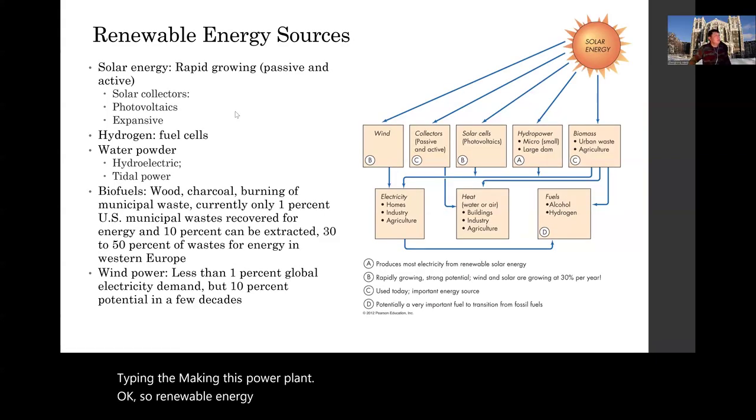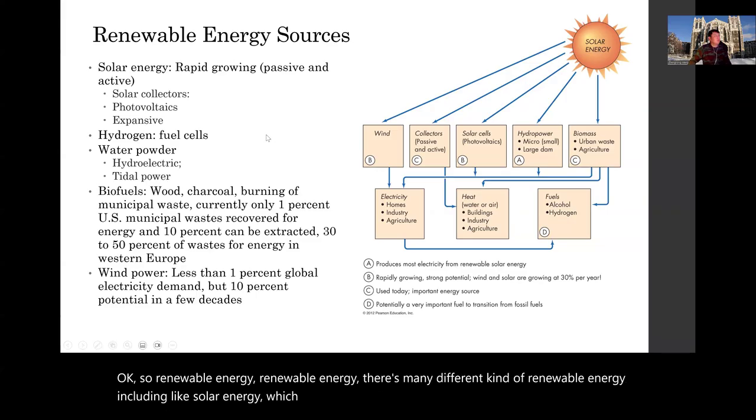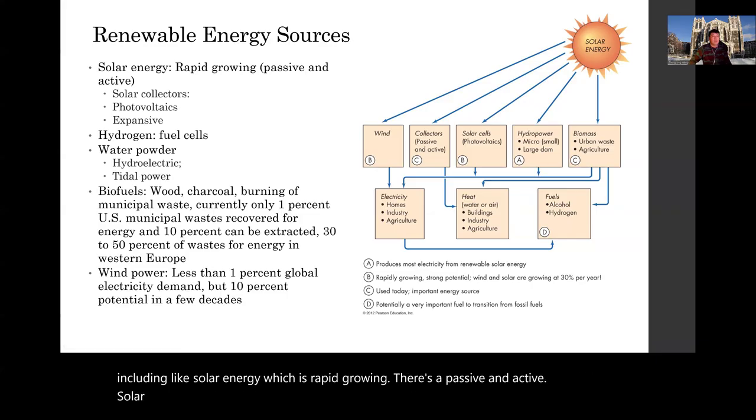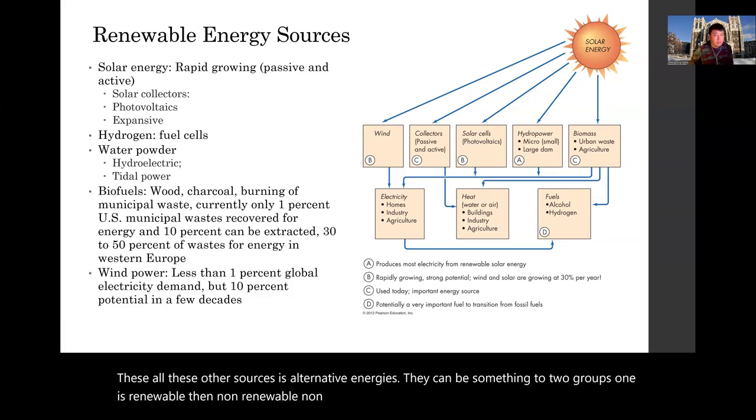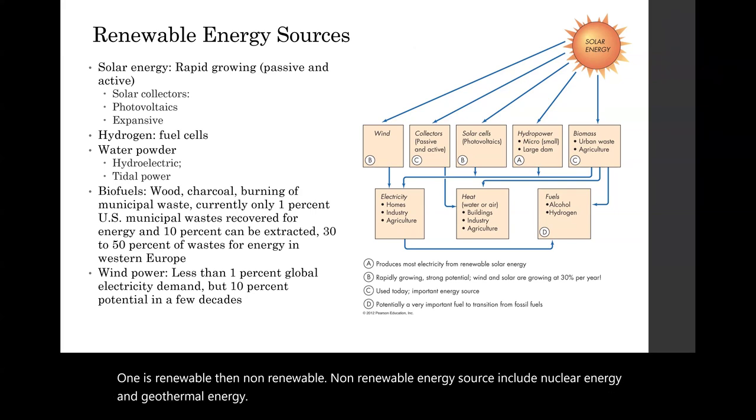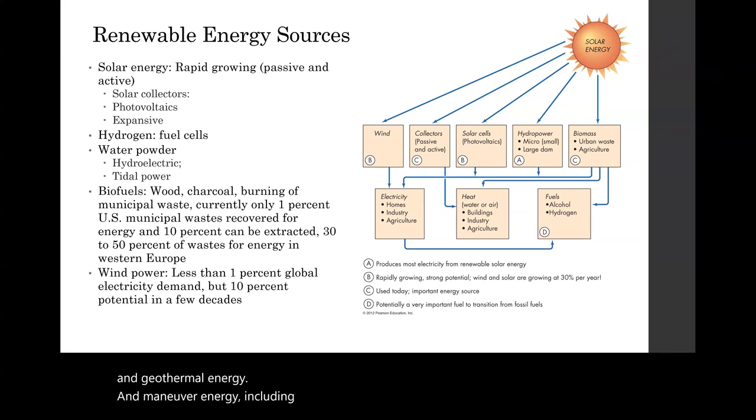Okay, so renewable energy. There are many different kinds of renewable energy, including solar energy, which is rapidly growing. There's passive and active solar energy. Then there are hydrogen cells. All these other sources are alternative energies. They can be split into two groups: renewable and non-renewable. Non-renewable energy sources include nuclear energy and geothermal energy, and renewable energy includes things like hydropower, hydrogen, wind power, and biomass.